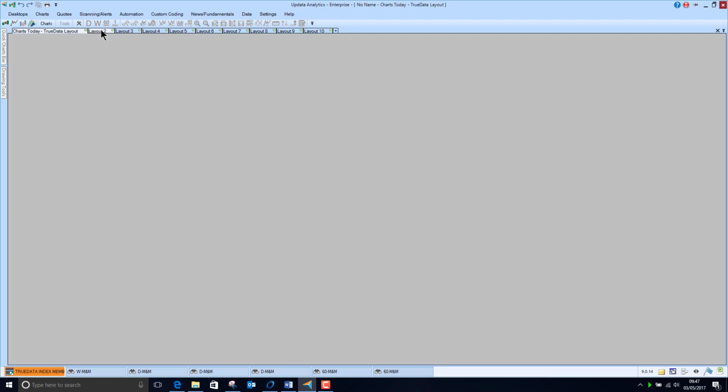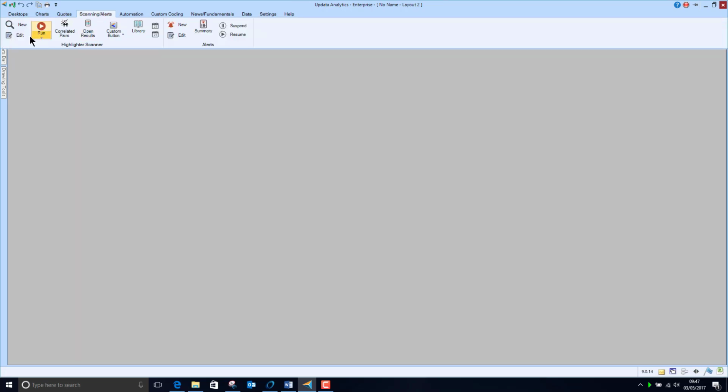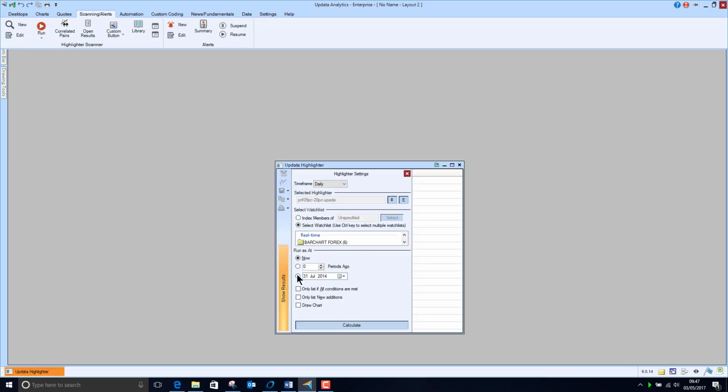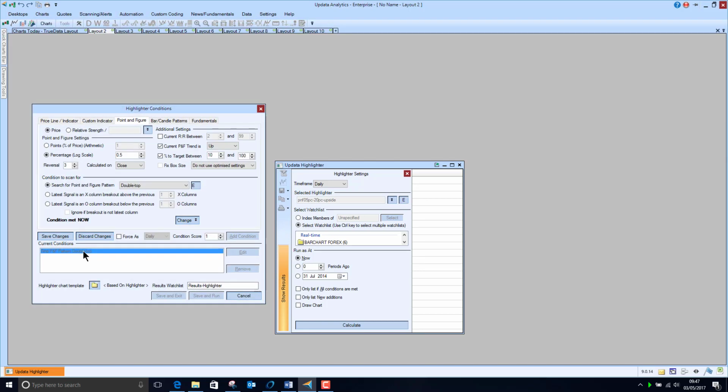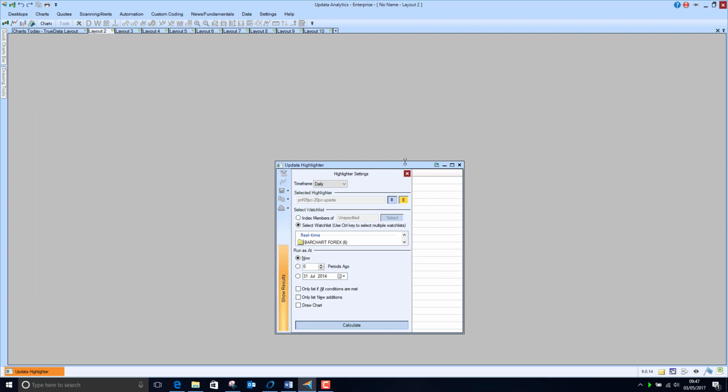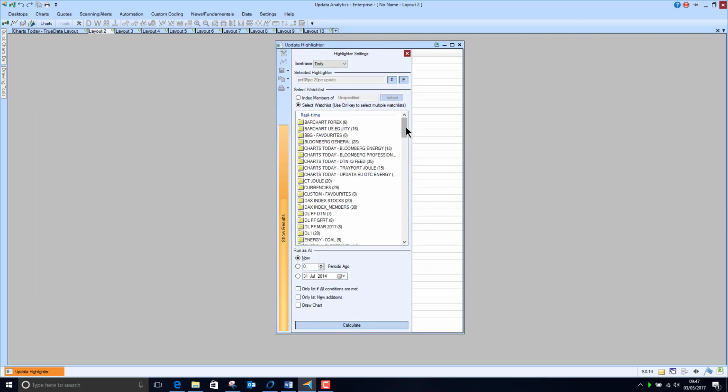If you want to do scanning, Updata scanning is again really powerful. If I run a scan here, so I've got a scan, and I can just edit this scan just to show you how it works. It's a point and figure scan, in fact. So I'm looking at percentage log scale cut charts, and I want to find stocks that have got more than 10% upside. So I can just run this scan, and I can run it on the Sensex list.